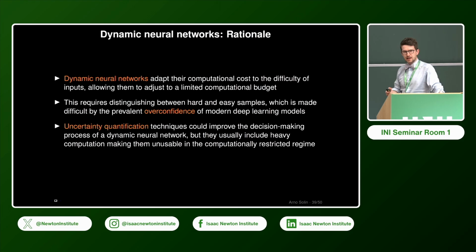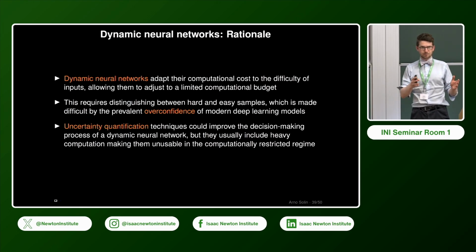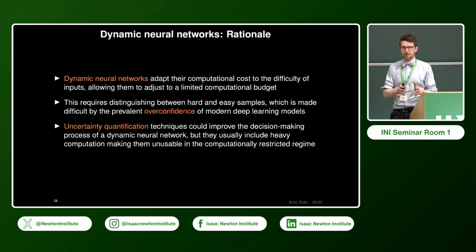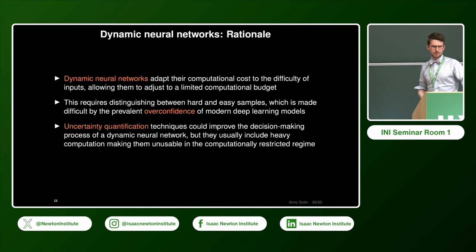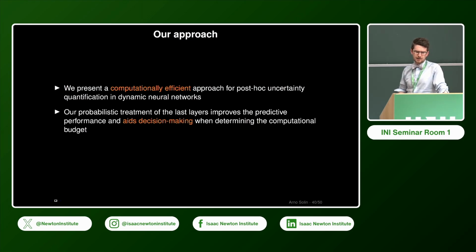Of course, the problem here is that we need to do that without a lot of compute, because the whole point of dynamic neural networks is that you're very compute efficient. So that's an additional tricky part. And what we did in this work was to present a computationally efficient approach for post-hoc uncertainty quantification in dynamic neural networks. We use a Laplace approximation that guides the decision-making process as part of the dynamic neural network.